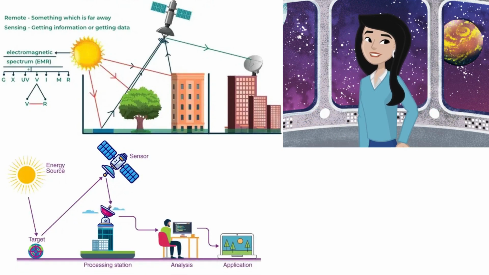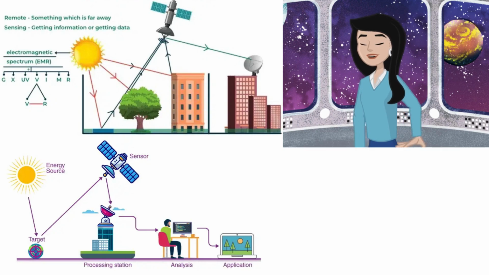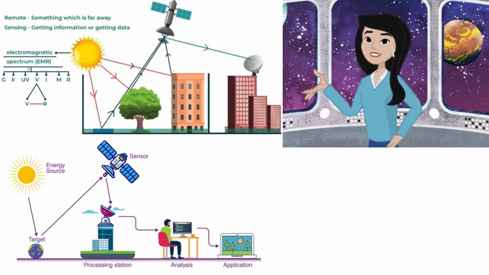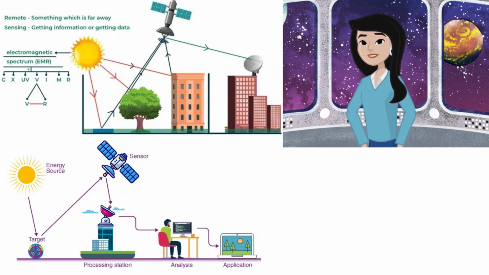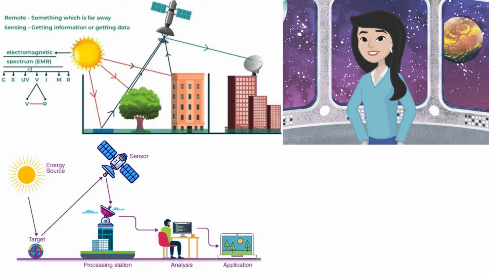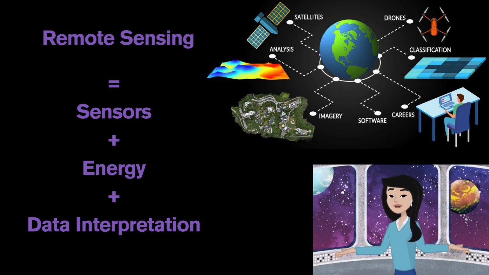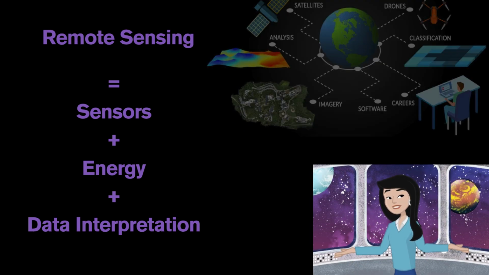First, sensors detect energy that is reflected or emitted from the Earth's surface. Then, this energy is captured as data, like images, temperatures, moisture levels, and more. And finally, scientists process and interpret this data to understand what's going on. So remote sensing is sensors plus energy plus data interpretation.